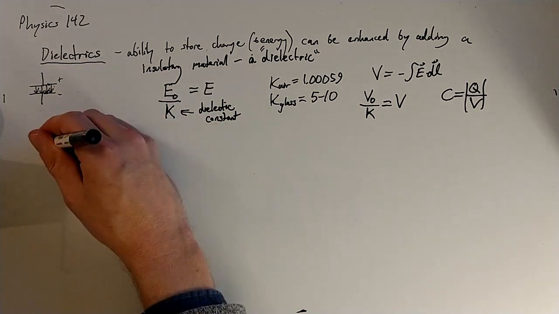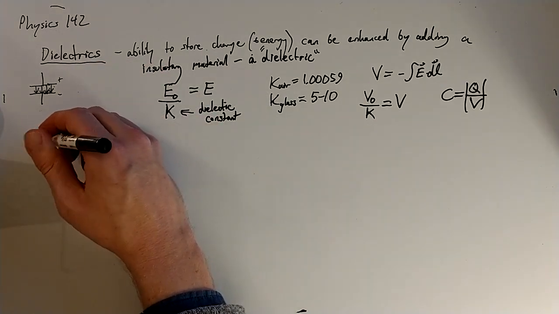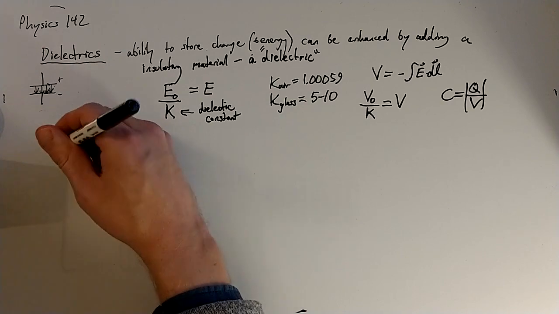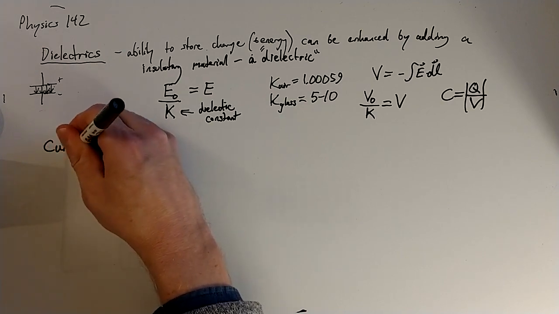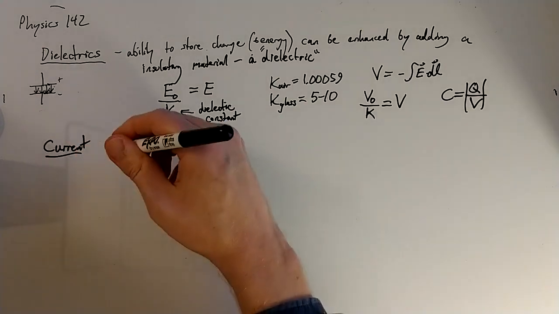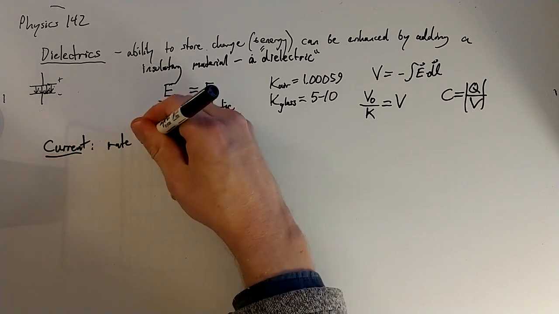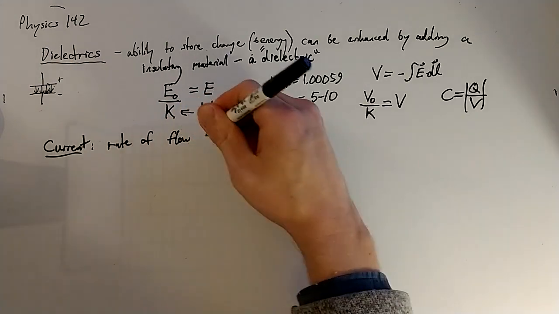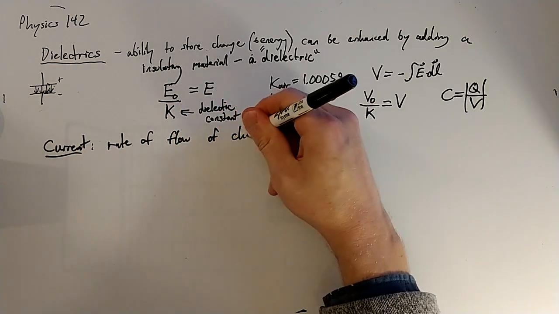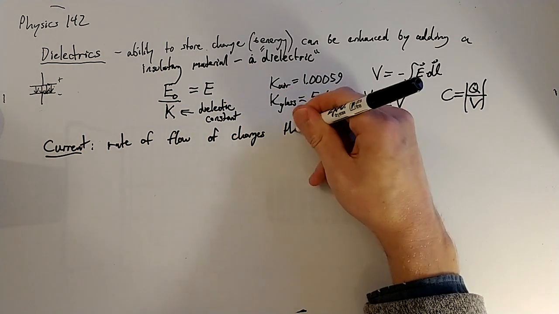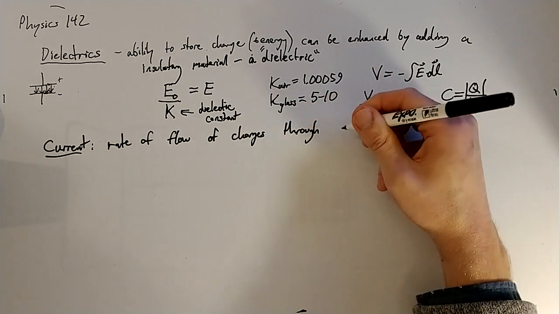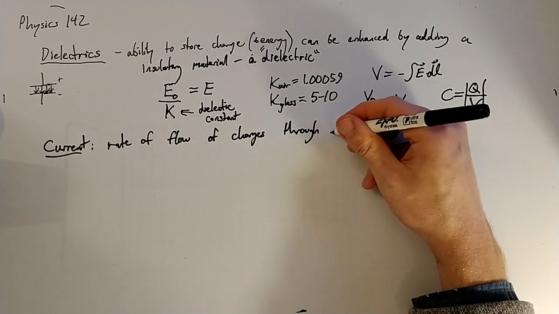The way that we think about the flow of charges in a circuit is with the concept of current. Basically, current is the rate of flow of charges through some cross-sectional area.